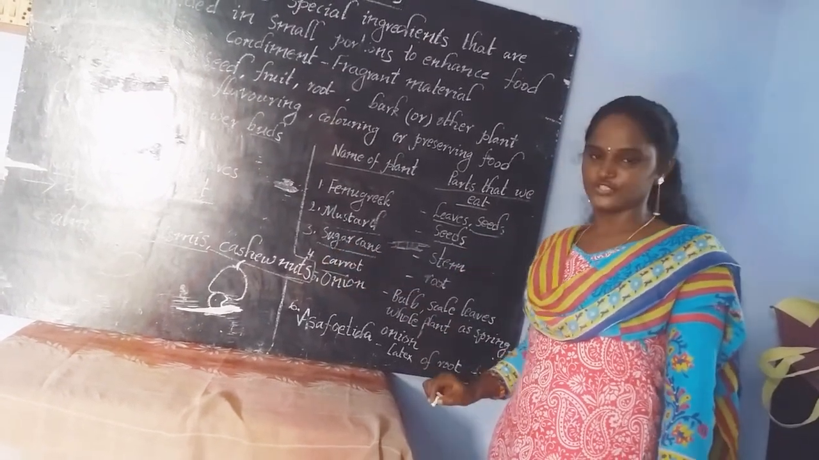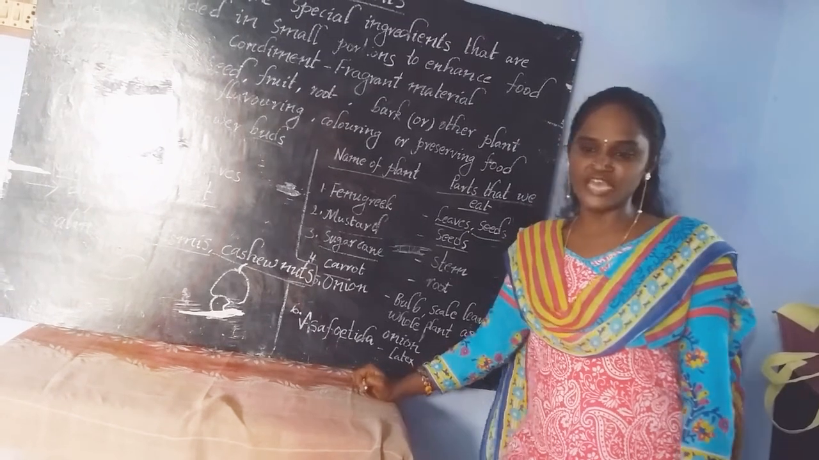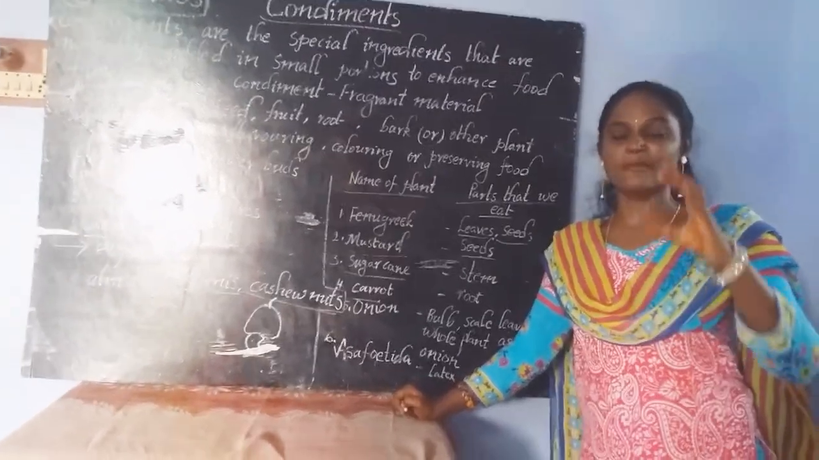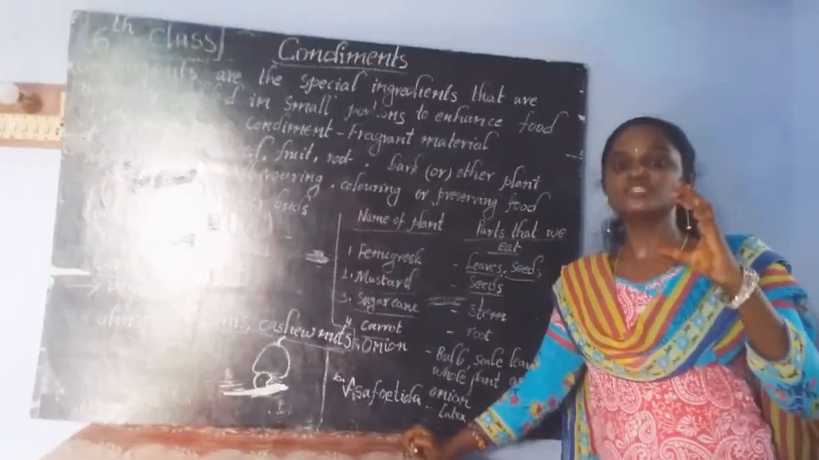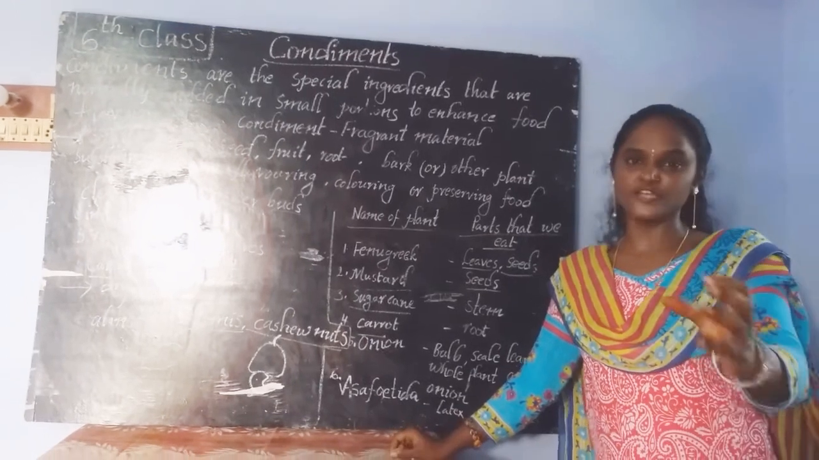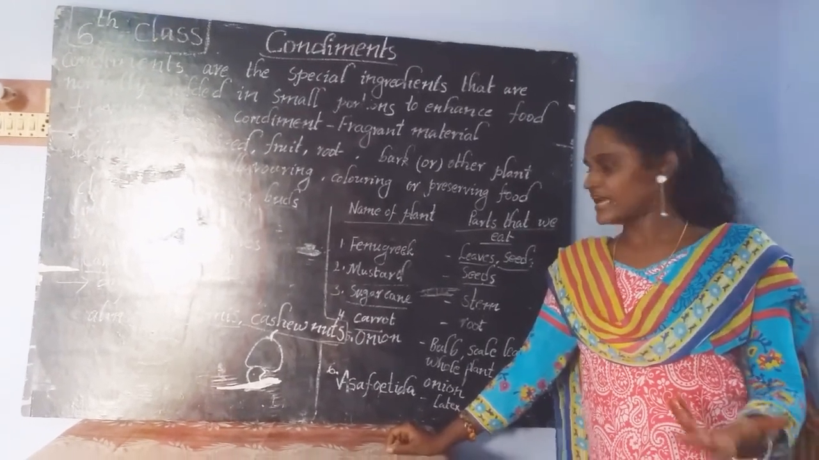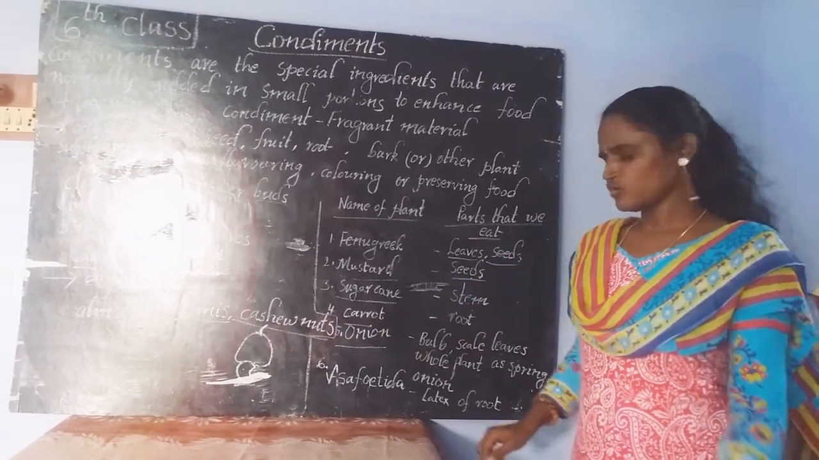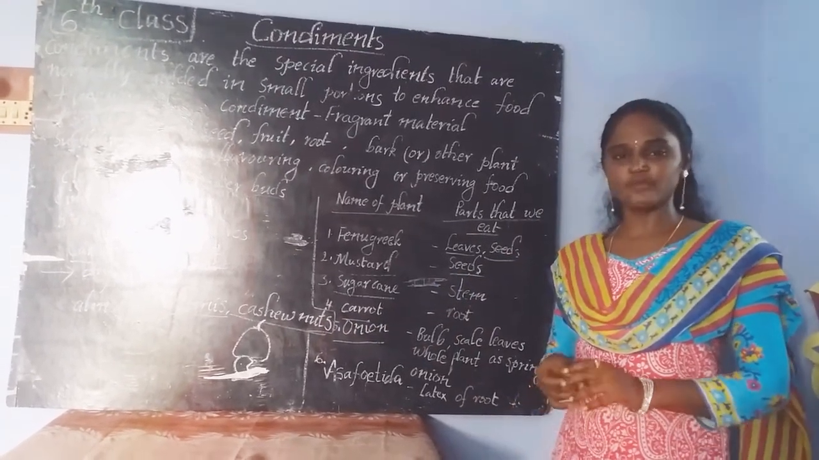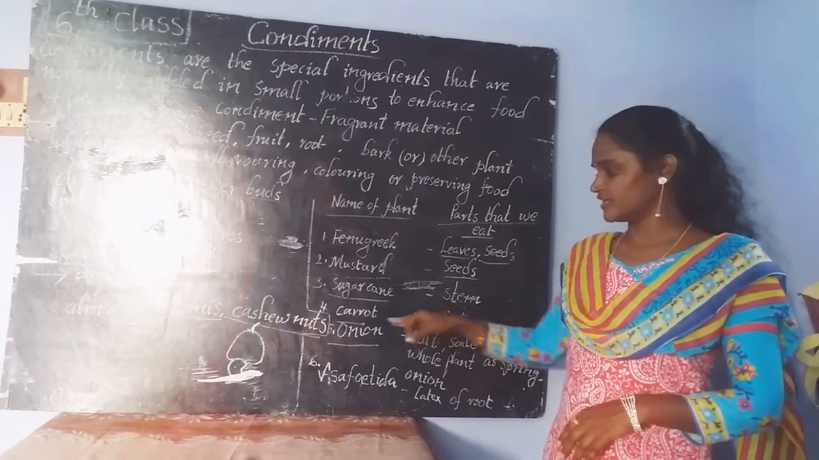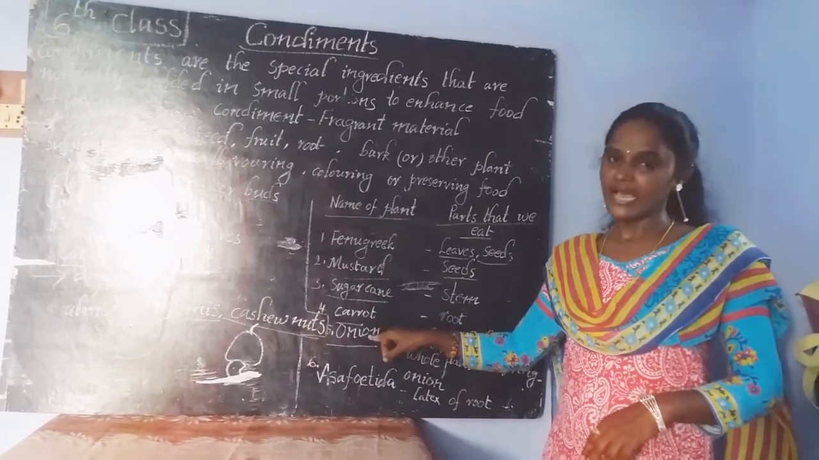Then move to the carrot. Which part of the carrot plant are we using? Root. Okay. The excess amount of food is stored in the root of the carrot plant, and we consume that root as our food. Then move to the onion. Which part of the onion plant do we use as our food? Here many points are there to discuss about onion.